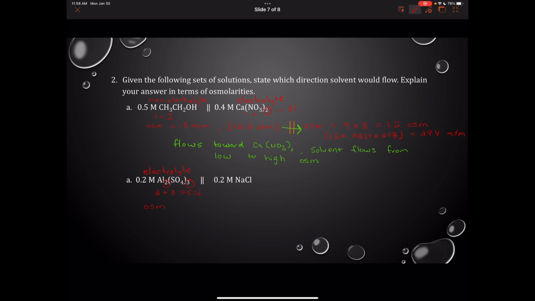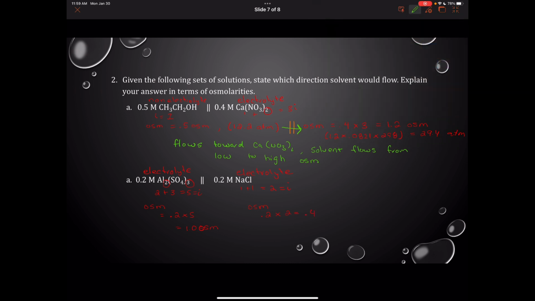So my osmolarity is going to be 0.2 times 5, which is 1 osmolar. My sodium chloride, it is also an electrolyte. 1 sodium plus 1 chloride gives me 2 particles, so my i value is 2. So my osmolarity is going to be 0.2 times 2, which gives me 0.4.